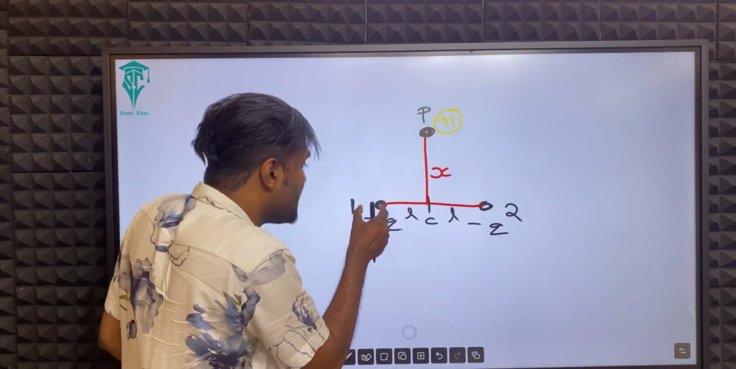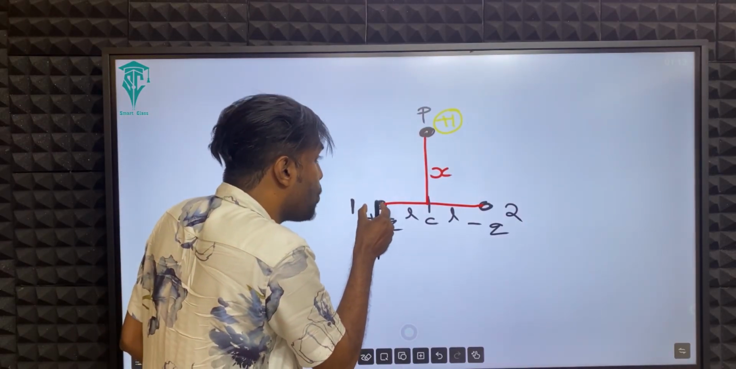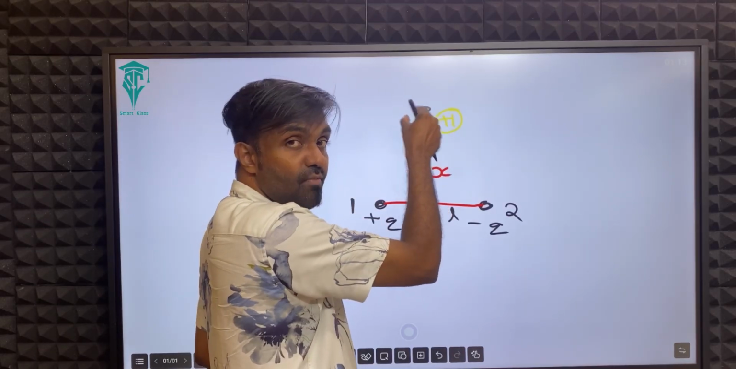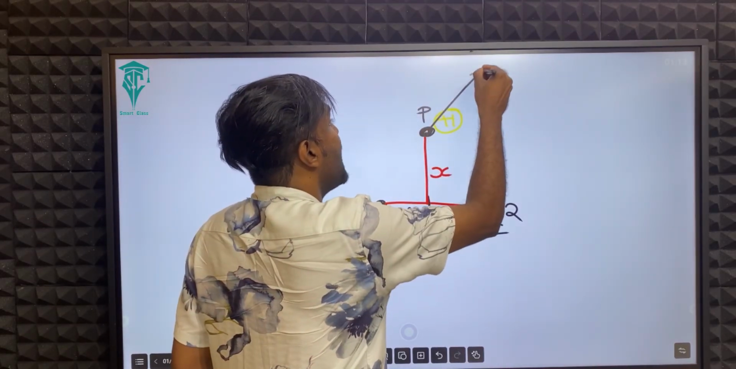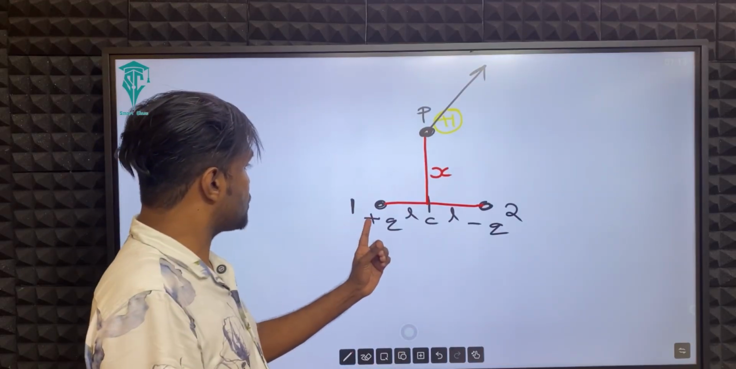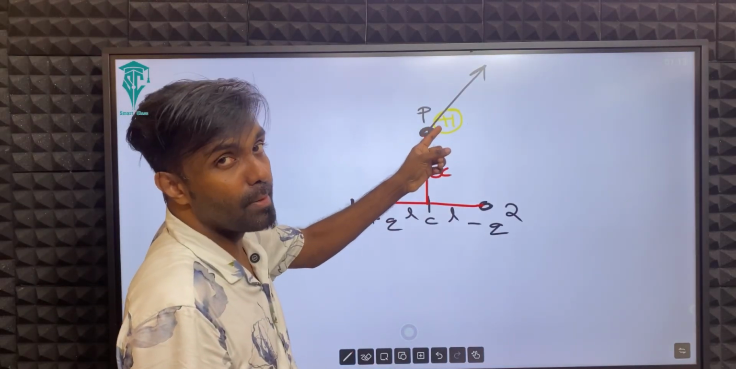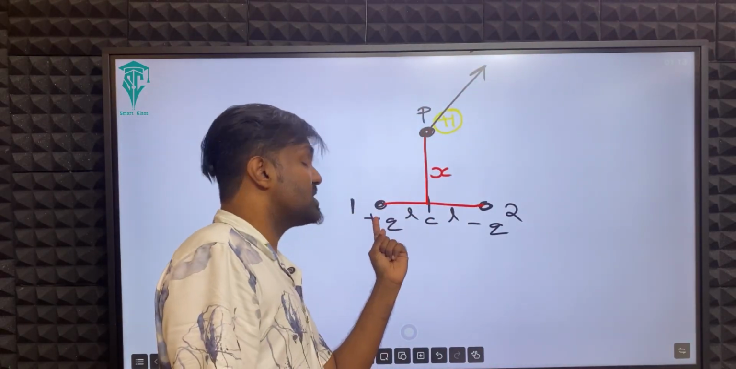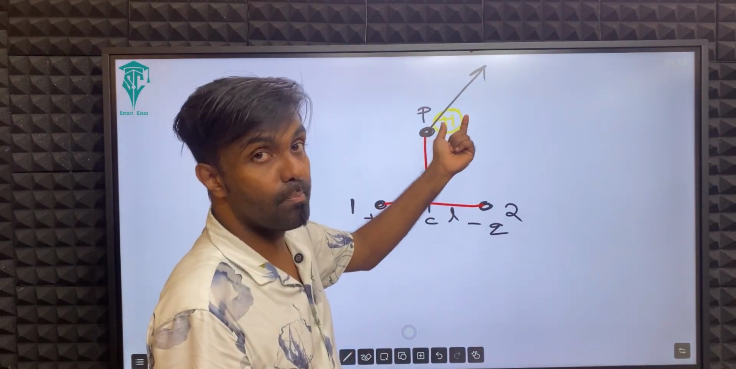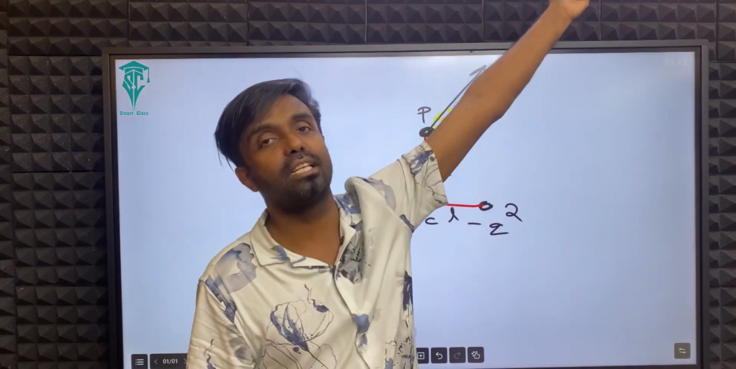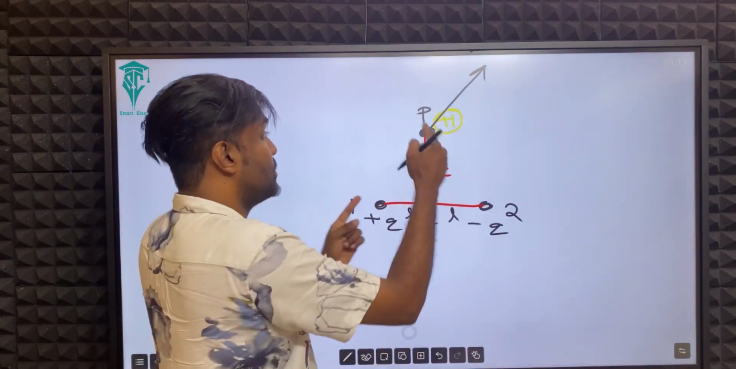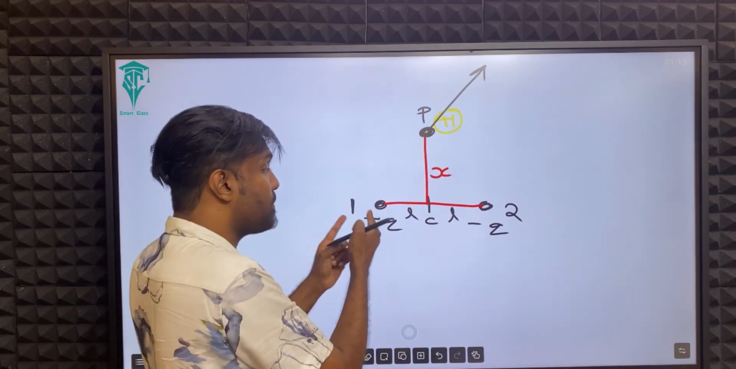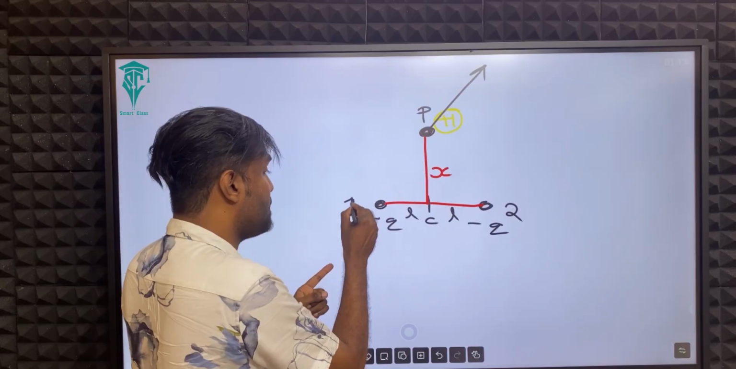Clear? Plus Q will exert one electric field intensity at the point P, whose direction will be in this manner. Why? Because plus Q and plus 1 will repel, and plus 1 will move in this direction, guys. So this is the direction of electric field intensity contributed by plus Q, whose number is 1.